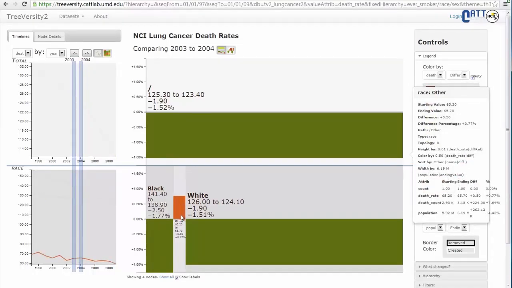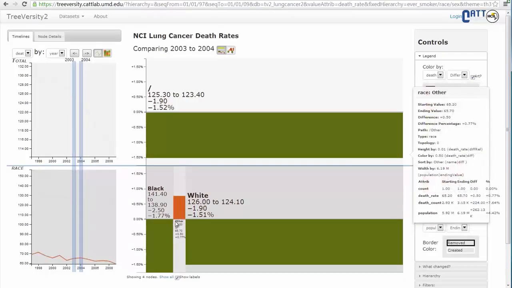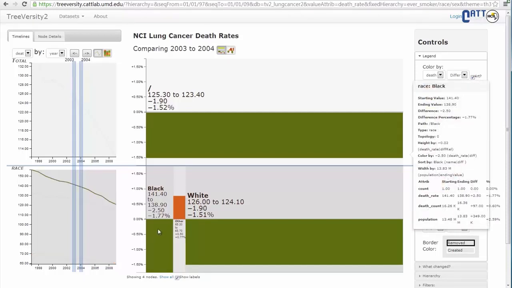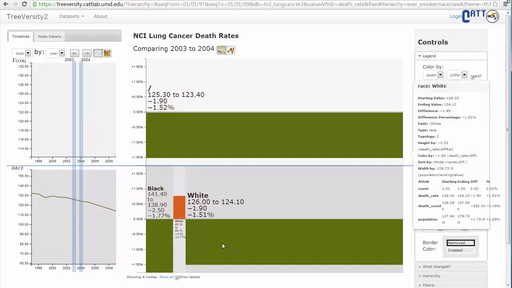And we get that both because of the color that is showing us the actual amount of change, and because of the height of the boxes that are drawn from the middle point and up that shows the relative change. So for instance, here, the blacks are decreasing more in percentage of change, with a 1.77% decrease, than the whites that are decreasing 1.51%.